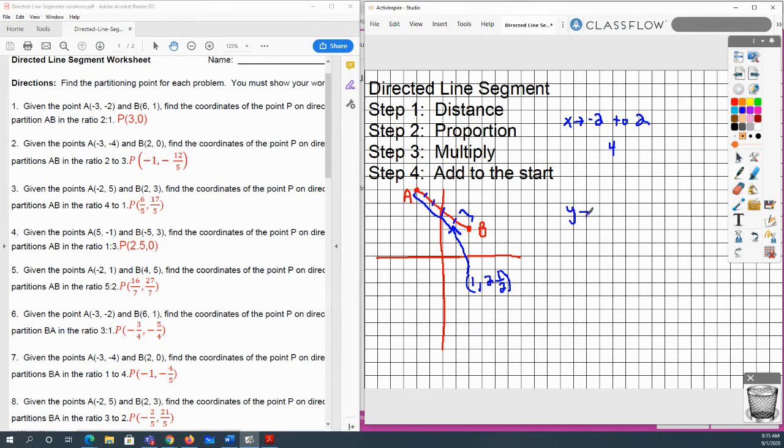What about the Y's? Y's, I'm going from, now watch this. I'm going from 5 to 3. I'm actually going down. That's important because instead of adding, you're actually going to be subtracting. I'll show you when we get there. But my distance still works the same. How far is from 5 to 3? That's still just 2. Y'all see that? That didn't change.